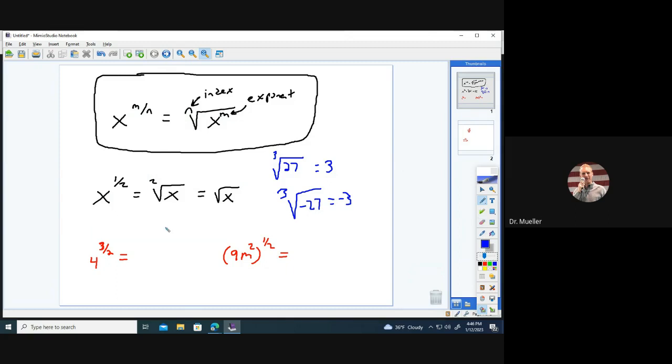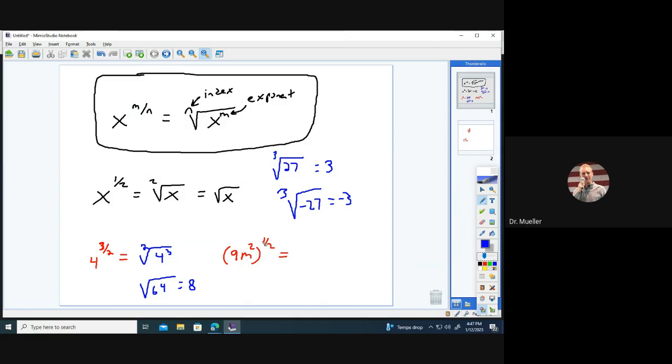So let's look at this one here. We got 4 to the 3/2 power. So we're going to put 4 there. The index is 2. And then we're going to write the exponent of 3. So we have the square root of 64, which is 8. So again, 4 to the 3/2 is the square root of 4 to the 3rd, which is 4 times 4 times 4, which is 64. And then the square root of 64 is 8.